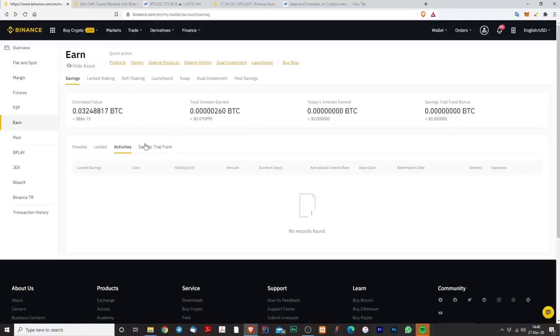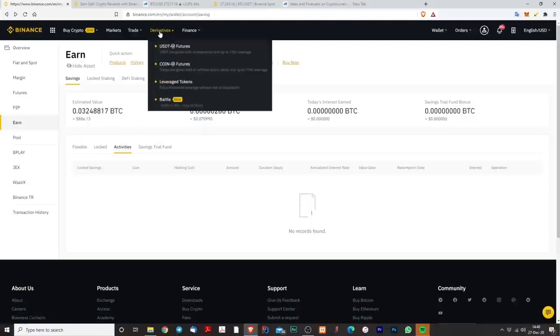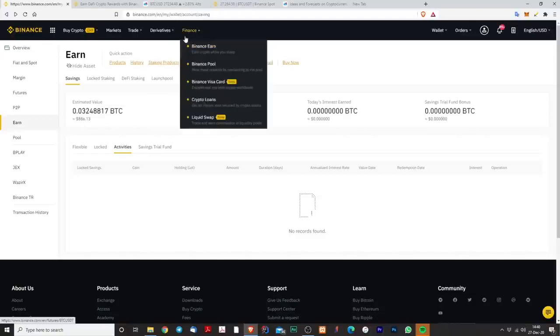So lastly, I'm just going to go to futures just to show you how to transfer your funds into your futures account. So I'll go into the trade, and now you'll see that the futures does not belong here. But if I go to derivatives, you have USDT futures, coin margin futures, and leveraged tokens. USDT futures means that you will be trading futures using your USDT, right? You need to have the stable coin USDT to be able to do this. So you can trade up to 125x leverage, and it's incredible.